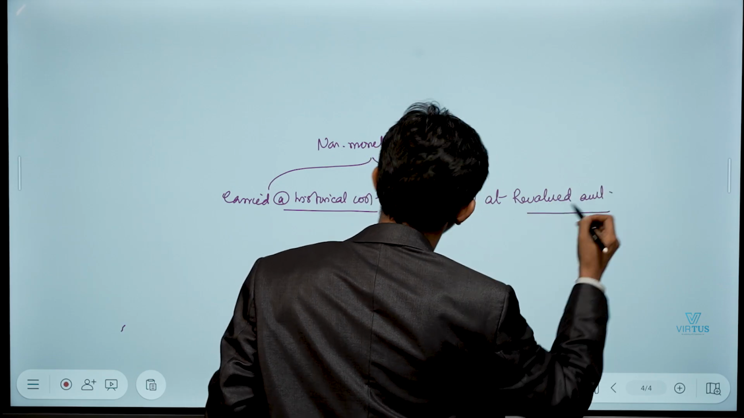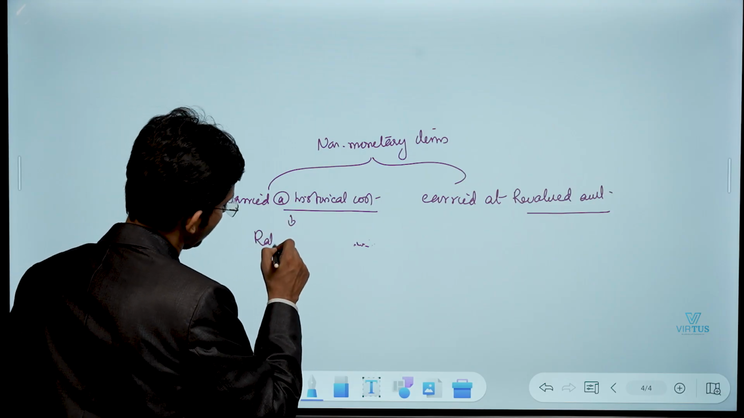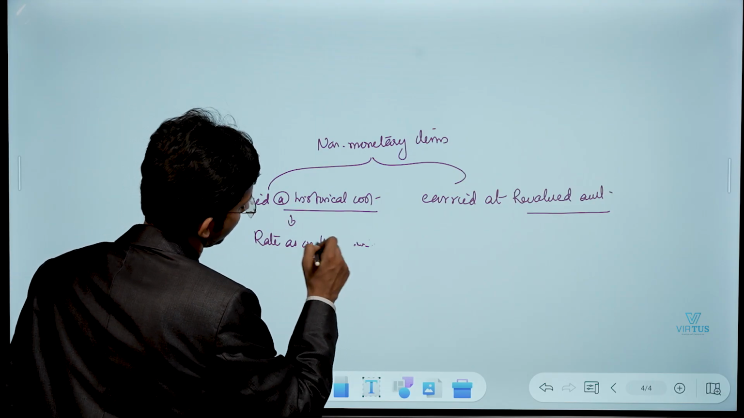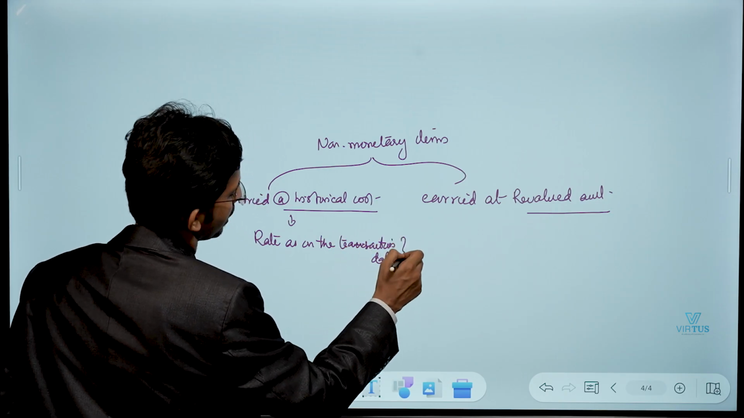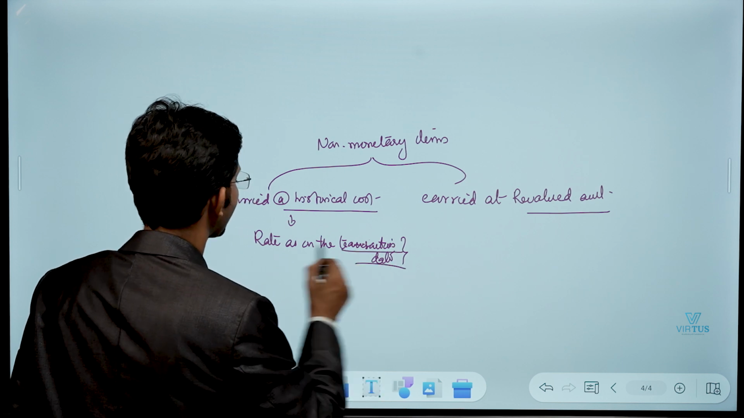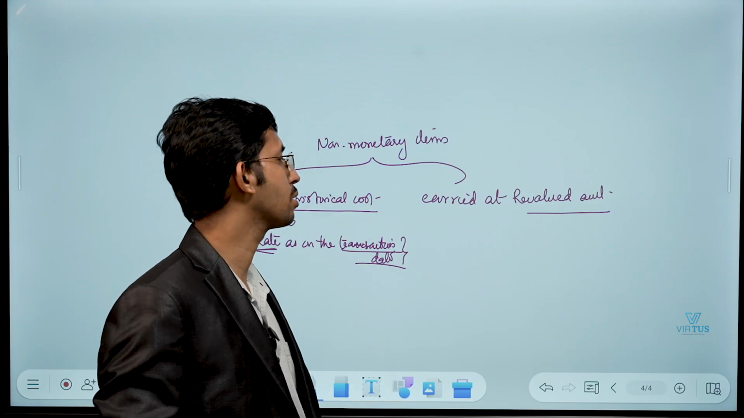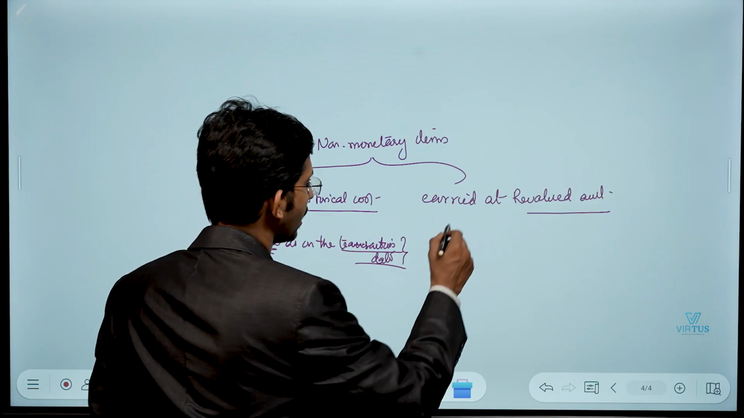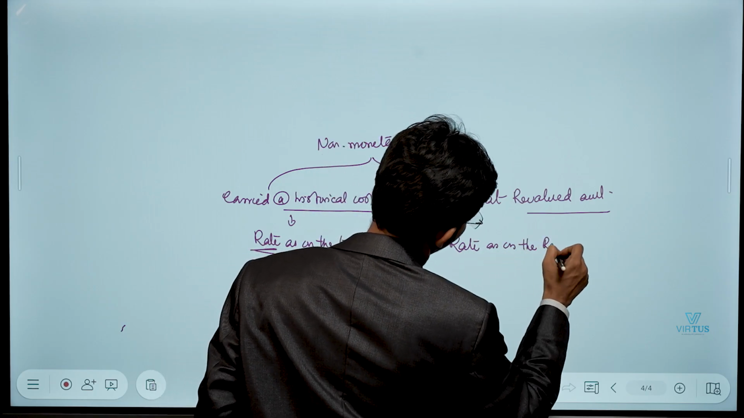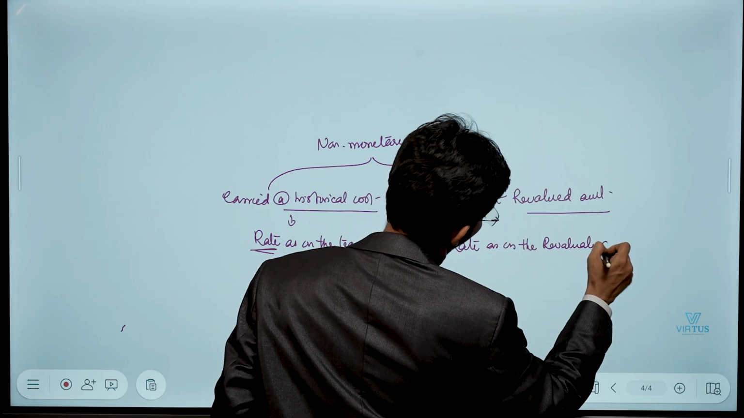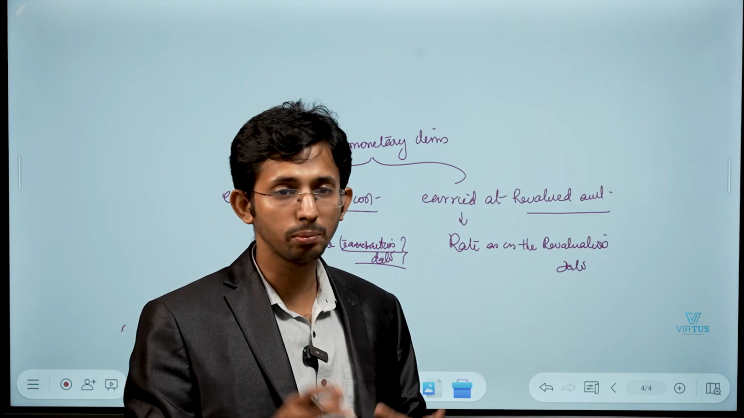If it is carried at historical cost, then you have to consider the rate as on the transaction date. Whatever the transaction date, what is the exchange rate on that date? You can't use the closing rate; that has to be used here. And for assets which have been revalued, the rate as on the revaluation date. On the revaluation date, what was the amount? That you have to consider. I hope that is clear.